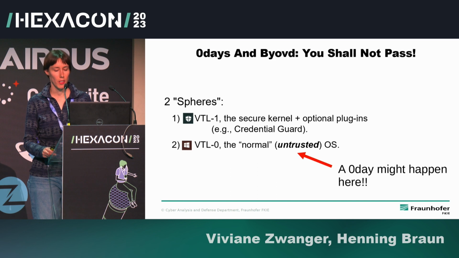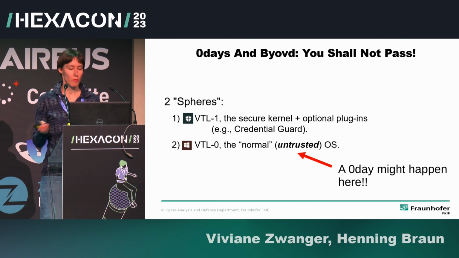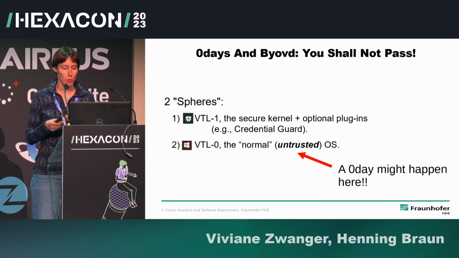Let's dive a little bit into the core isolation memory integrity. There are two spheres now with the memory integrity. Spheres is also a Microsoft term. So there is the VTL 0 and there's VTL 1. VTL, by the way, means virtual trust level, but it's not that important. VTL 0 is basically your very normal, untrusted operating system.